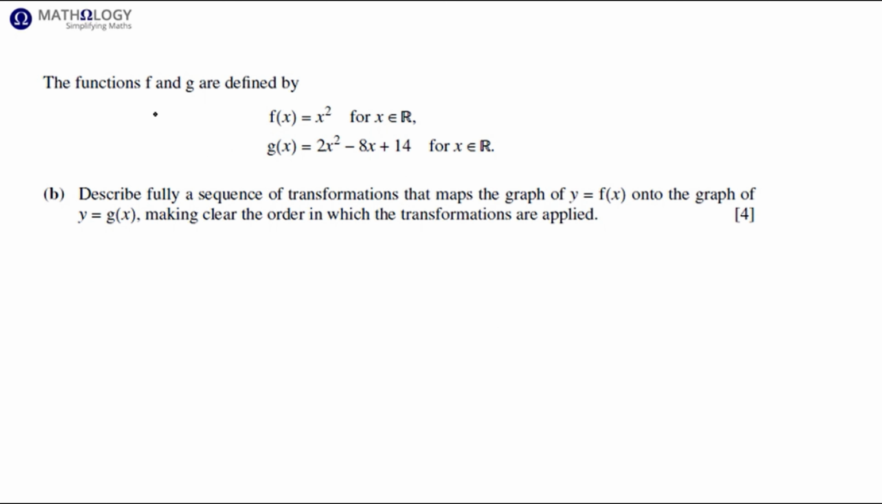The functions f and g are defined by f of x equals x squared for x an element of all real numbers, and g of x equals 2x squared minus 8x plus 14 for x a real number. Describe fully a sequence of transformations that maps the graph of y equals f of x onto the graph of y equals g of x, making clear the order in which the transformations are applied.